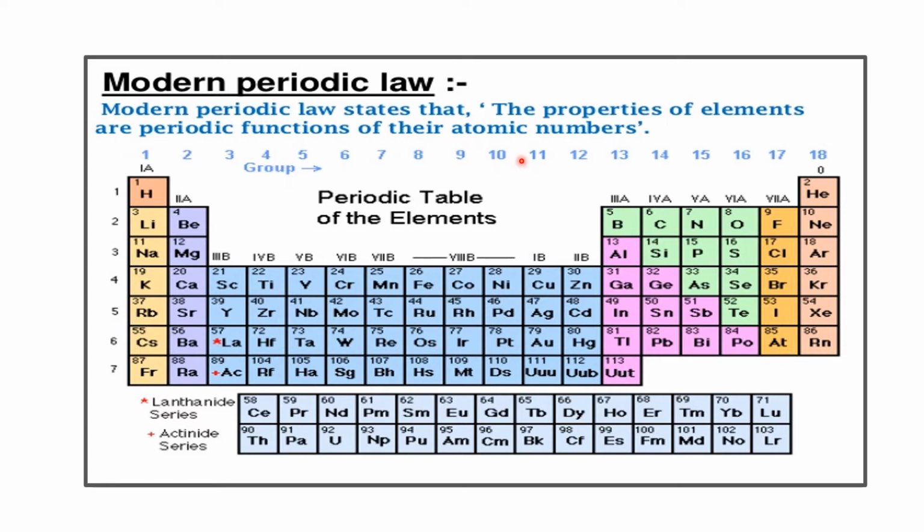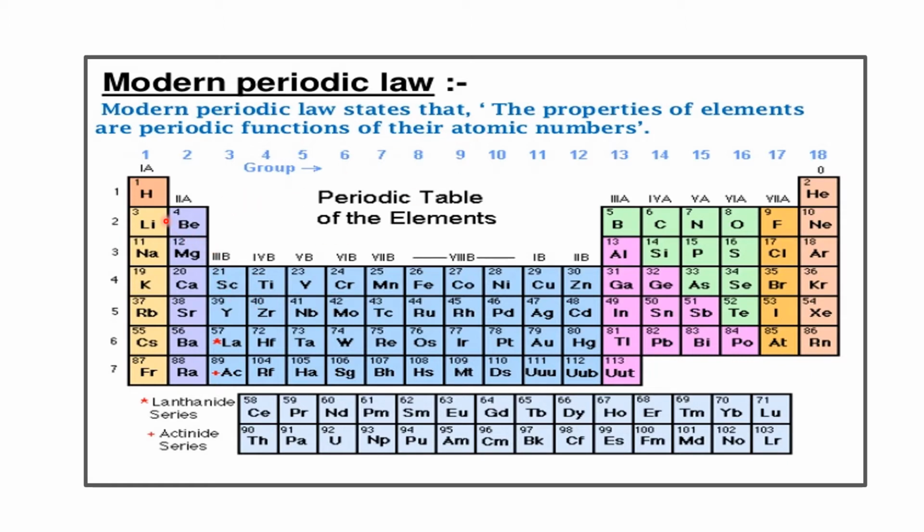So here this law states that the property of the elements which is taken as the basis is a periodic function, meaning which repeats, and that function which repeats is their atomic number. So the properties of the elements are the periodic functions of their atomic number is the modern periodic law. So, as per this, there are 18 groups and 7 periods.